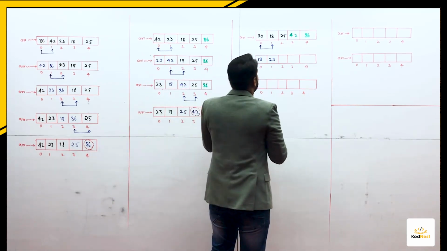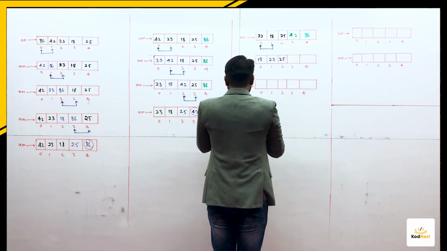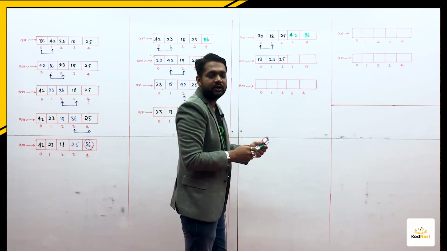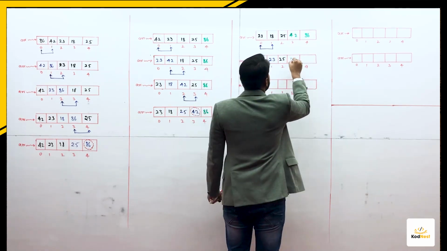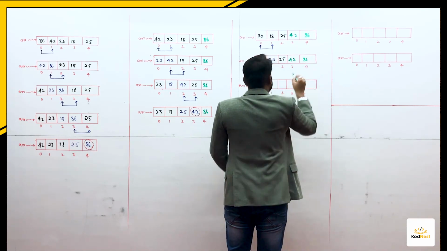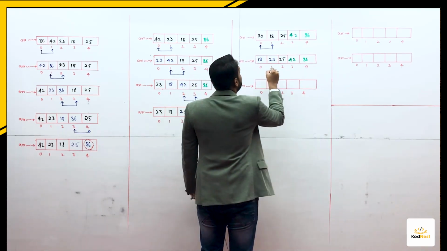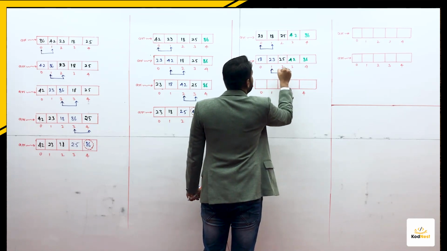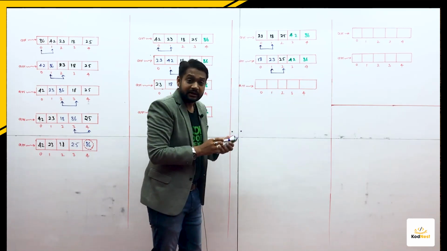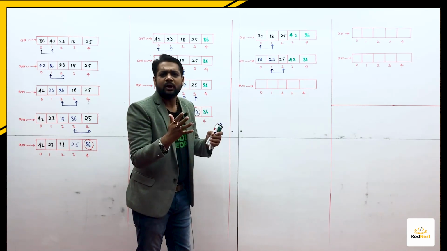25 I did not touch. 42 and 86 I will not touch. Forget about them in future. I will never touch them. 42 and 86 have got their positions. I would continue. j plus plus. Is array of j greater than array of j plus 1? Is 23 greater than 25? No, it is not greater.